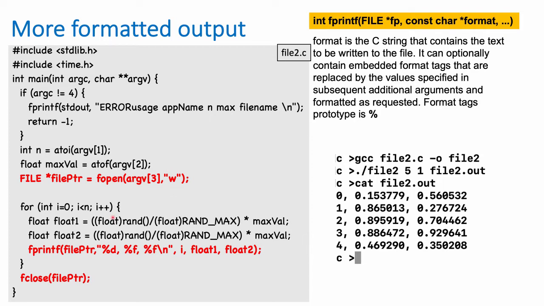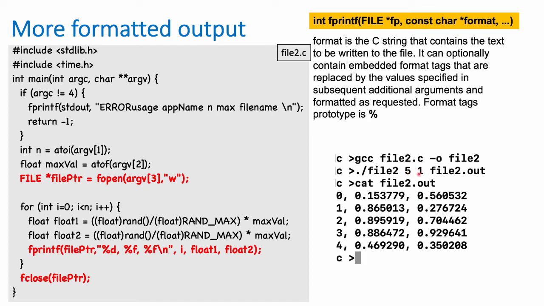I'm going to create a number of random variables, and in each line of the output, I'm going to put in an integer, followed by a comma, a space, a floating point value, another comma and a space, and then a floating point value, and then I'm going to terminate the line. The arguments I'm going to pass in are i, the loop variable, float1 and float2, the two random variables I've created here. And then when I'm done, I'm going to close the file. When I run this, I compile the file with GCC, then I run it, specifying I want five rows.